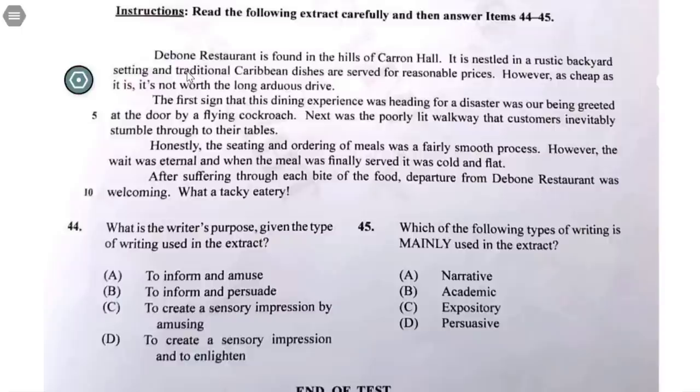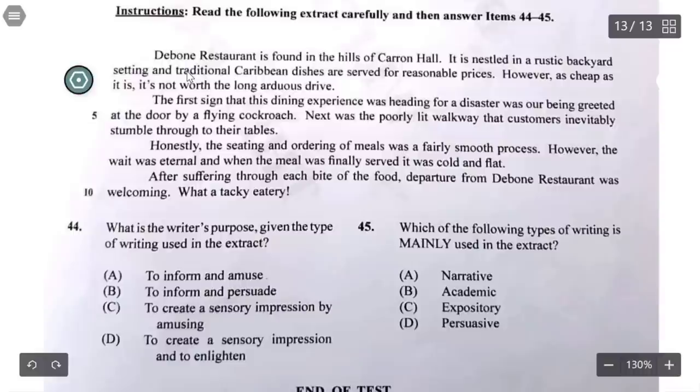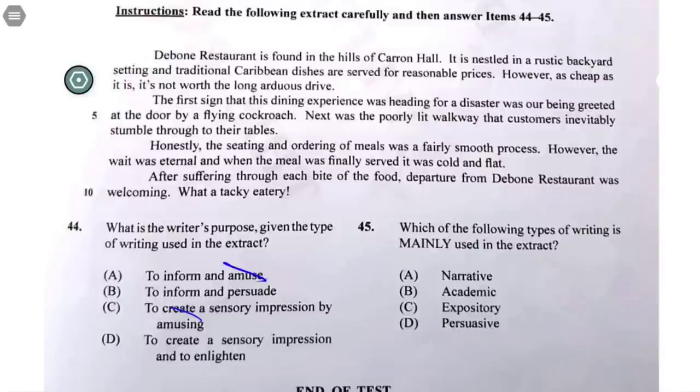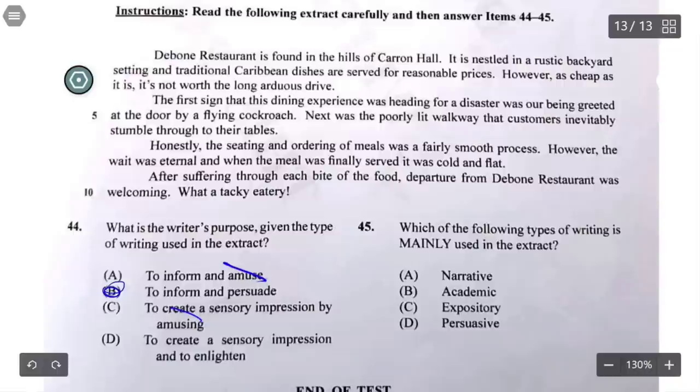What is the writer's purpose given the type of writing used in the extract? To inform and persuade, to create a sensory impression by amusing, or to create a sensory impression and to enlighten. A sensory impression, by the way, is referring to an appeal to your senses, so like smell, taste, hearing. Well, taste, yes, but you don't want to taste the paper. Taste, touch, and did I say hearing? Whatever your senses are. We have five of them, right? To persuade and to inform would be my answer.